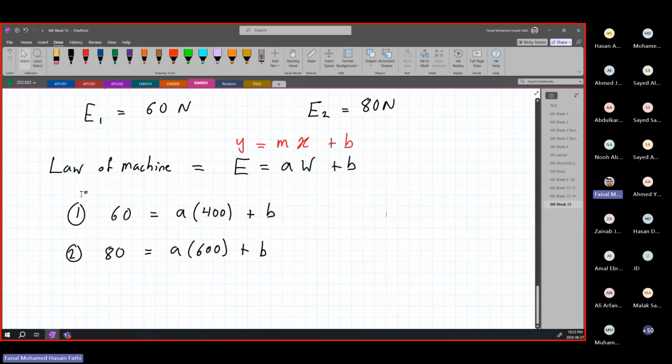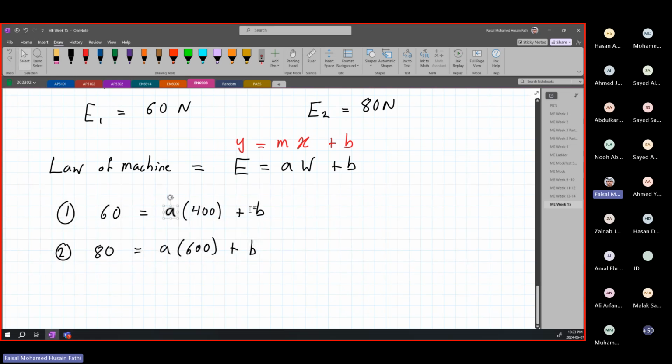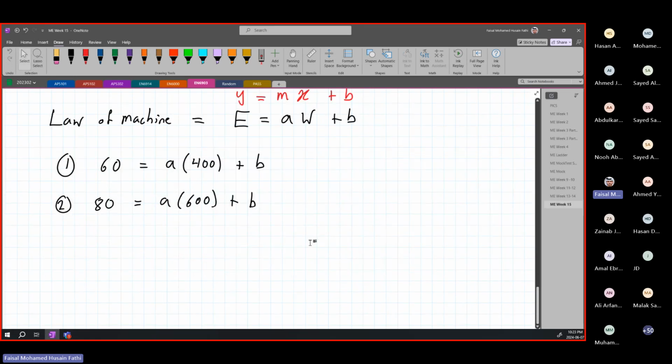And then, for now, we have two equations with two unknowns, which are A and B. So you have a simultaneous equation. Okay. So how do you solve a simultaneous equation? Let's simplify these two equations first. فخلنا نكتب ال A will be on the left side, so we're going to have 400A plus B is equal to 60, and the second equation is 600A plus B is equal to 80. All I did was I just moved this to the left. ما سويت ولا شيء ثاني.